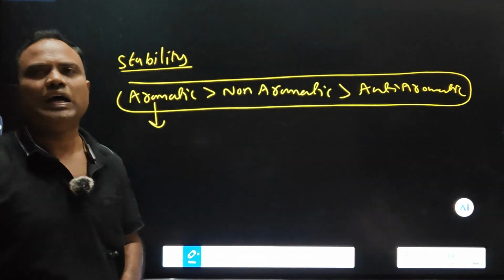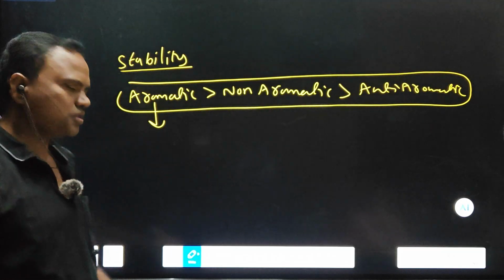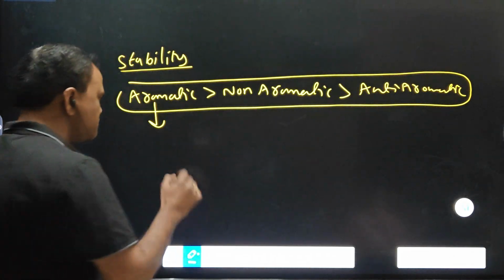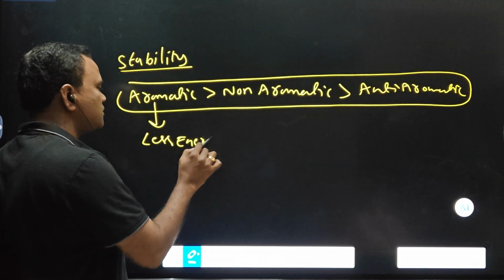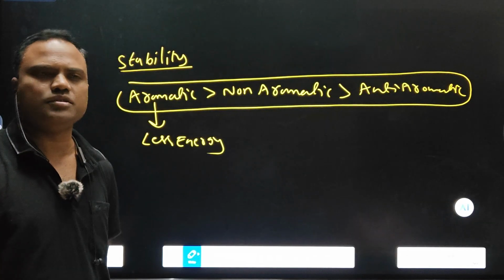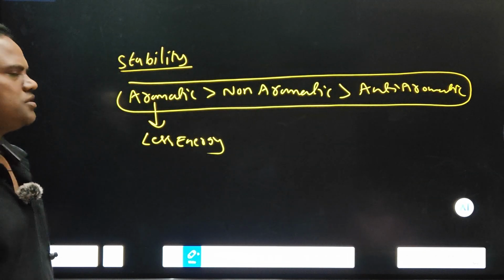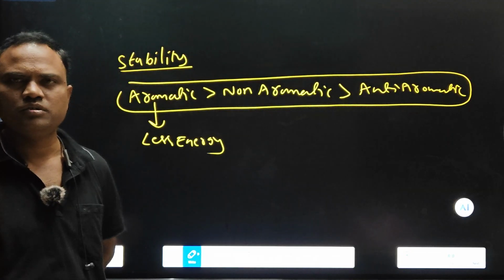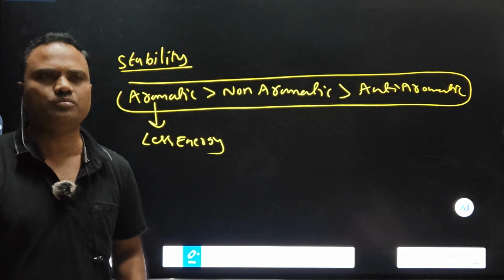More stable means energy is less or more? More stable means having less energy. Stability and energy relation is inverse. If more is the stability, less is the energy. Stability order is important. Okay. For example, if you get 4 options, identify the stable compound.